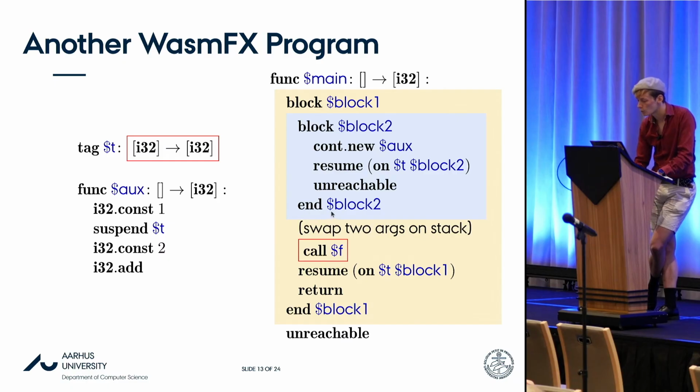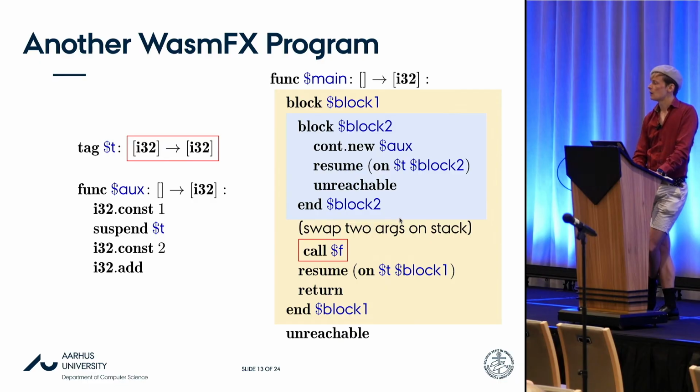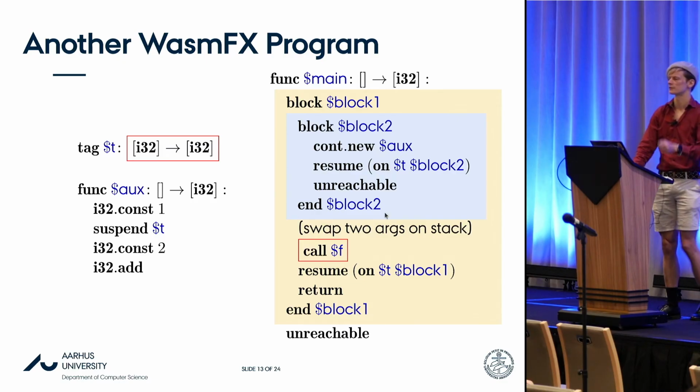And so now, when I do on t block 2, I'm exiting this block. What I've got on my stack is not only the continuation I just suspended, but also the payload. That's the value 1. So if I try to call the function f on it, and then resume, now when I come back, I've got f of 1 and 2. So now this is a very convoluted way of computing f of 1 plus 2 instead of 1 plus 2.